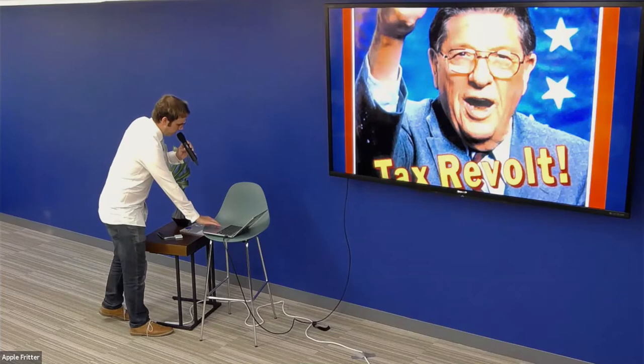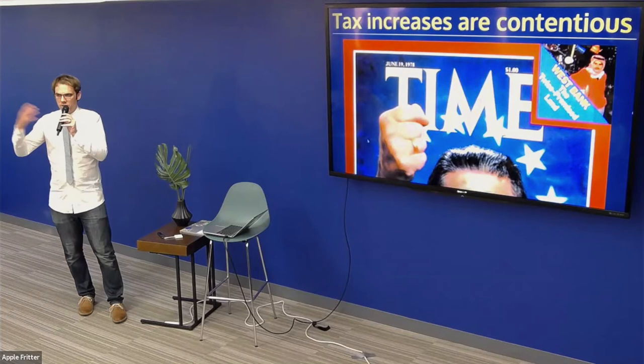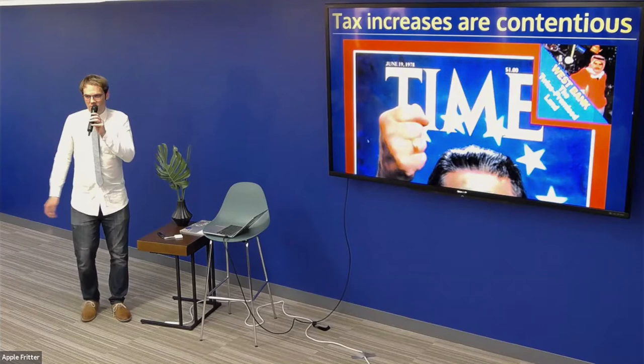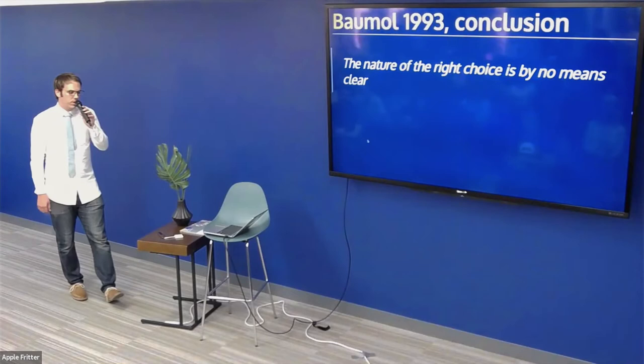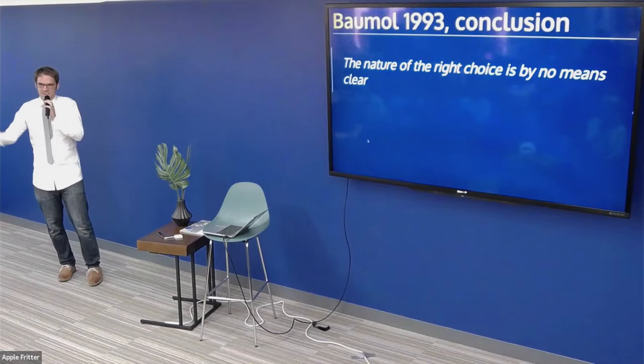So tax increases are contentious, right? If government is spending more and more as part of the economy, that needs to be paid for with taxes now or later. If tax increases are contentious, eventually these things are going to clash at some point, right? We have kind of seen this with student loans, which have been increasing as well, right? So Baumol's conclusion in this 1993 paper is basically the nature of the right choice is by no means clear, right? Like what's going to happen with all these things is not obvious, right? It's just something to think about, right?